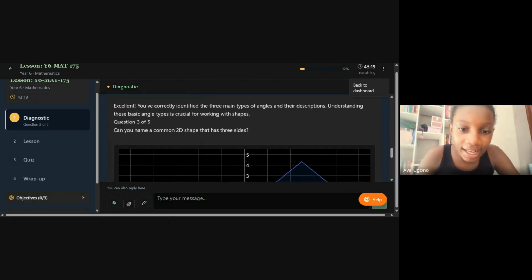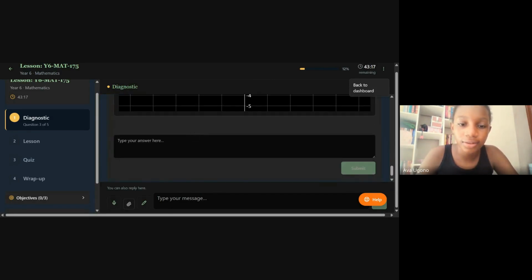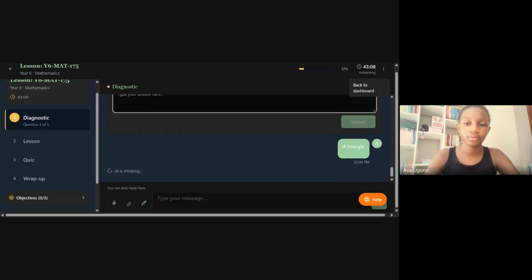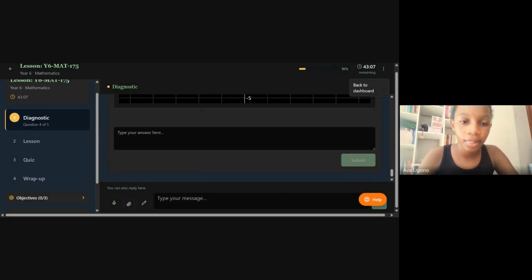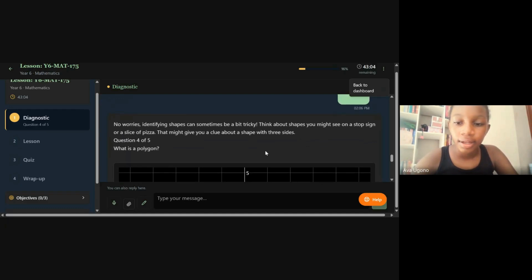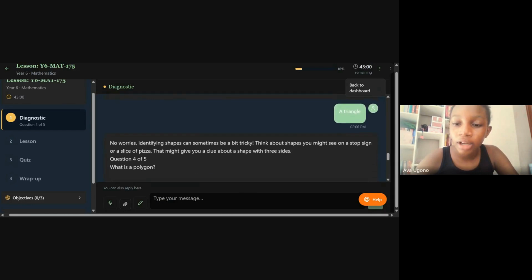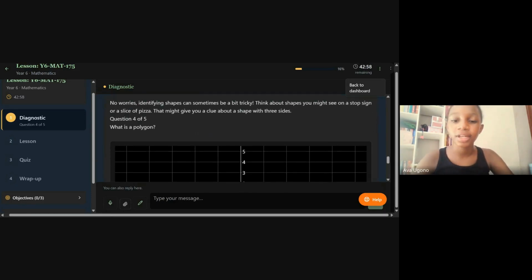Now it's asking me to name a common 2D shape that has three sides. So I'm just going to write a triangle. Now, in this question, the reason why I was marked wrong is because I didn't give any explanation when I gave my answer. You're meant to write in full sentences so the AI can know if you really have a lot of knowledge about the topic.